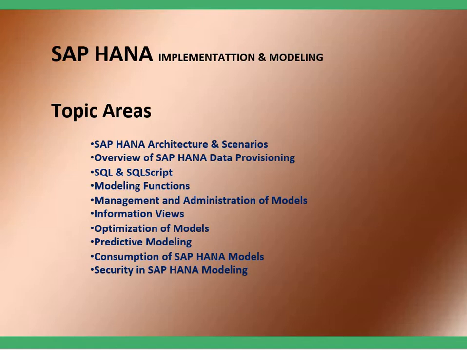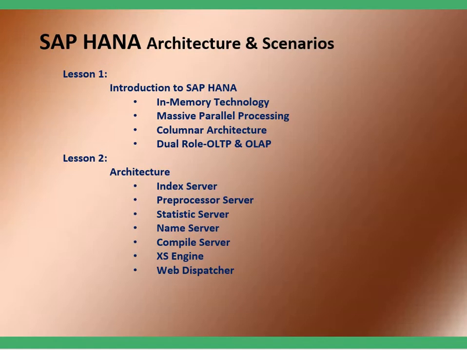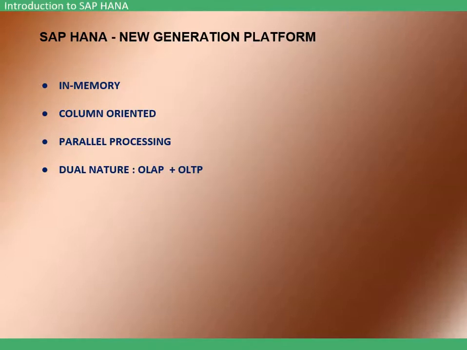Today we are going to look at SAP HANA and SAP HANA architecture. SAP HANA is an in-memory database. It has a columnar oriented architecture. It has massive parallel processing capability. SAP HANA is dual in nature as far as transaction and analysis is concerned. Both OLAP and OLTP capability are combined in a single box.